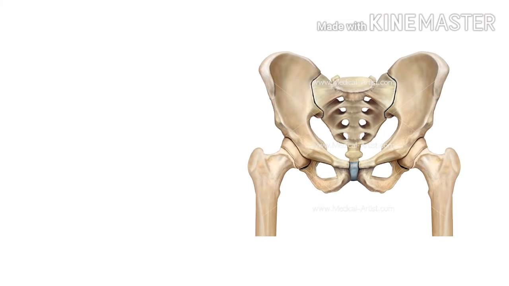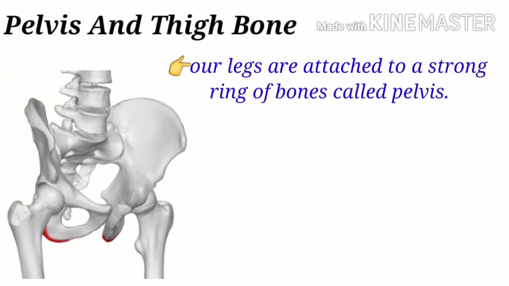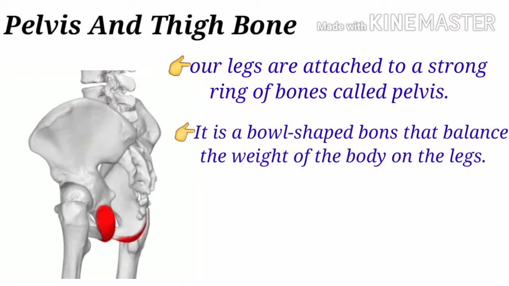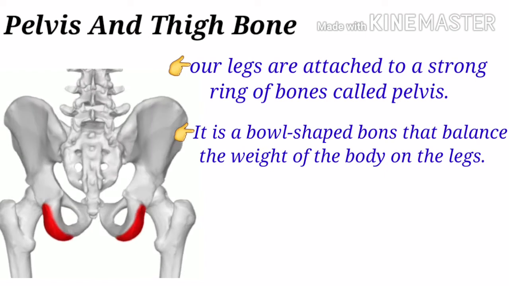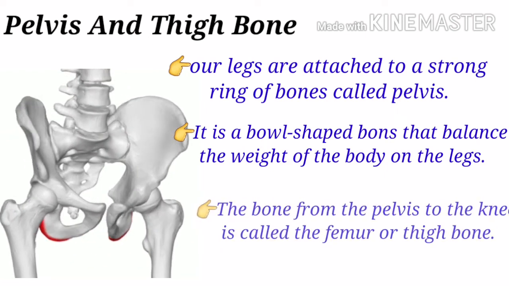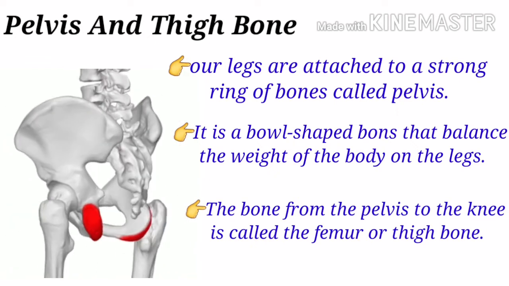Pelvis and thigh bones. Our legs are attached to a strong ring of bone called the pelvis. It is a bowl-shaped bone that balances the weight of the body on the legs. The bone from the pelvis to the knee is called the femur.